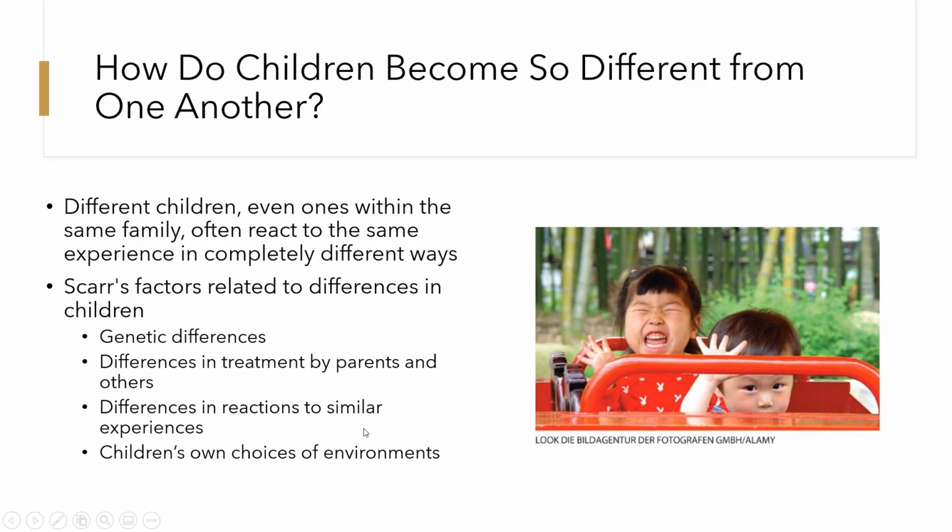Differences in reactions to similar experiences, and we see this, right? You put two children in the same situation. Let's think about going swimming when they're very young. One child might be so excited and jump into the pool very excitedly, and one child is screaming and crying and afraid of it. And then, of course, the children's own choices of environments, particularly as they get older, even siblings, they'll have different friends, they'll choose to be part of different activities, and those choices lead to further changes in their development and allow them to be different from one another.